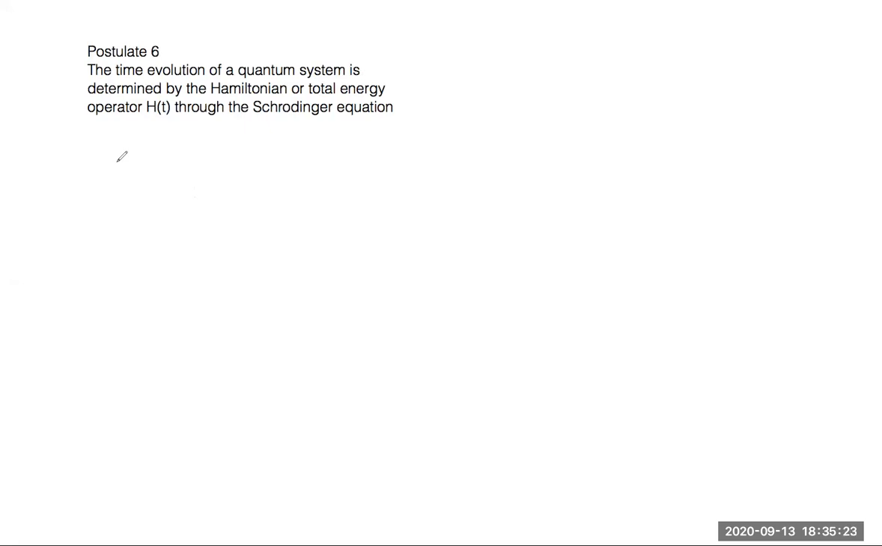So we are going to talk about quantum time evolution today. Let's start with postulate 6. Let's start by asking what happens as time passes. Our book gives us postulate 6.